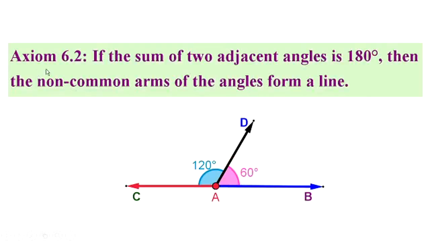Next, axiom 6.2. If the sum of two adjacent angles is 180 degree, then the non-common arms form a line. Therefore, here the sum of the adjacent angles is 180 degree, so BAC becomes a straight line.